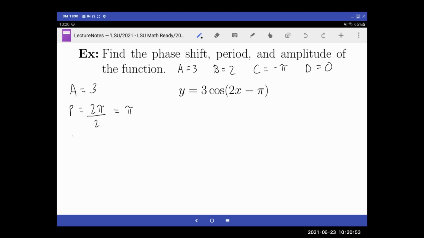Okay, and the phase shift is negative c over b. B is 2. So positive pi over 2.